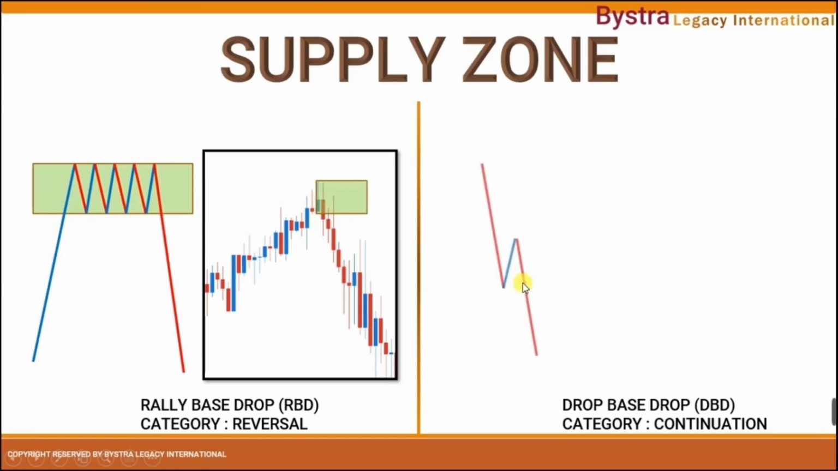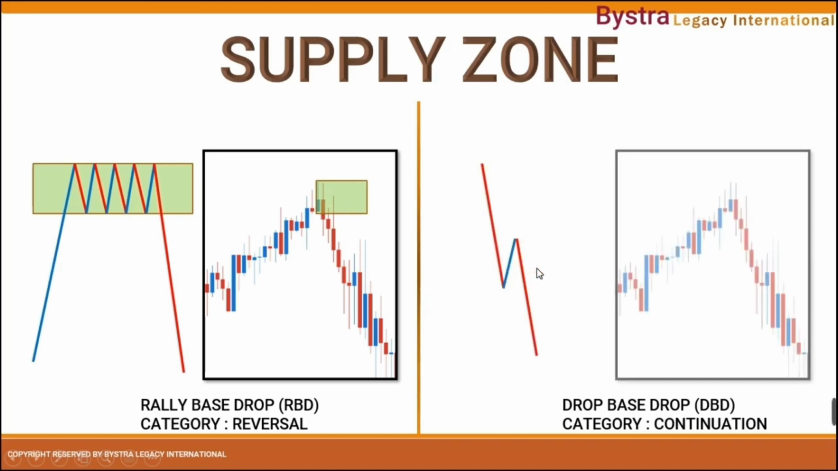We go to the candlestick chart. Let's mark our zone. So this is a drop. This blue area is the base and drop. And we mark it at the candlestick chart. Here we can see is the drop. This blue color is the base and drop.